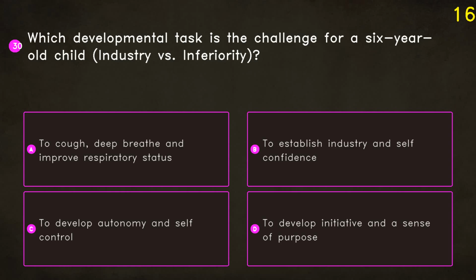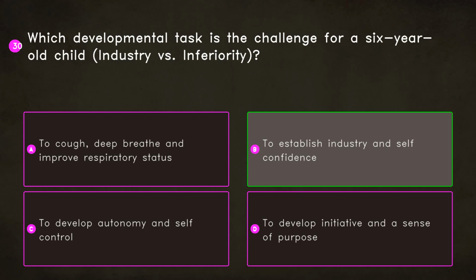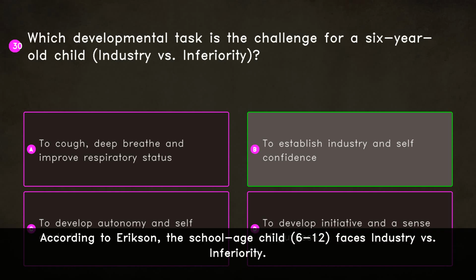Question 30. Which developmental task is the challenge for a 6-year-old child, industry versus inferiority? A. To cough, deep breathe and improve respiratory status. B. To establish industry and self-confidence. C. To develop autonomy and self-control. D. To develop initiative and a sense of purpose. The correct answer is to establish industry and self-confidence. According to Erikson, the school-age child, 6 to 12, faces industry versus inferiority.